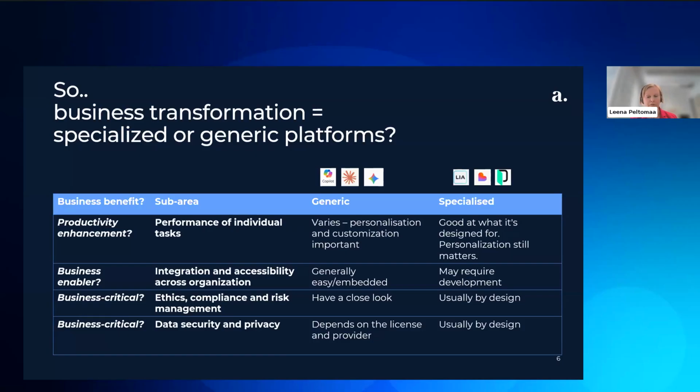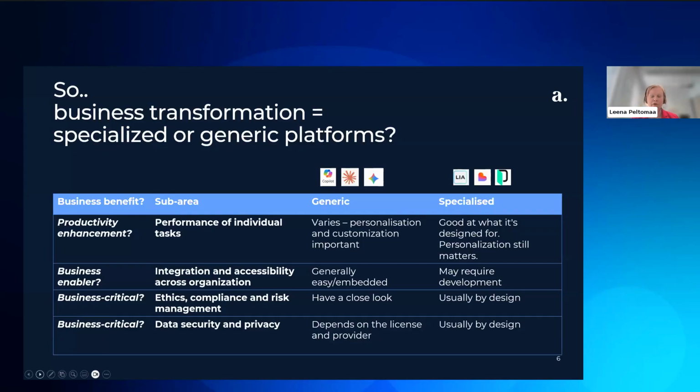Both generic and specialized platforms would need to be compliant. They would need to have some risk management features. They would, of course, need to be secure, and this is very different. The level of these things is very different with different tools. Generally speaking, I would claim that specialized platforms tend to be a little bit better in this area because the vendors providing specialized platforms can't afford not thinking about this, whereas the providers of more generic platforms have both enterprise clients, consumer clients, and a very large variety of different types of users, so they may have more room for differentiation there.